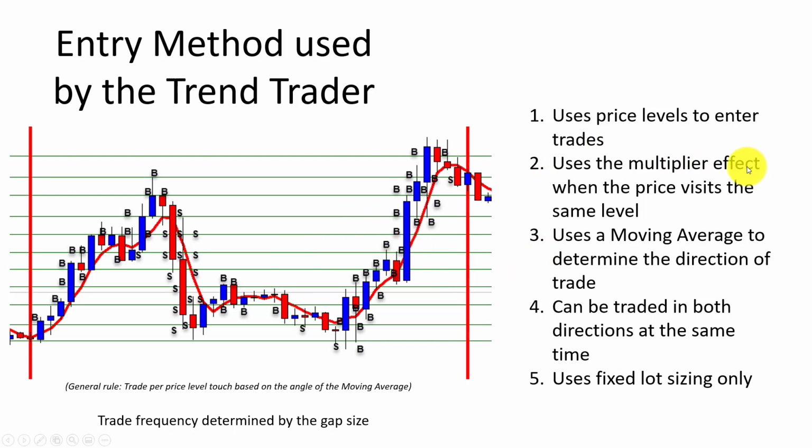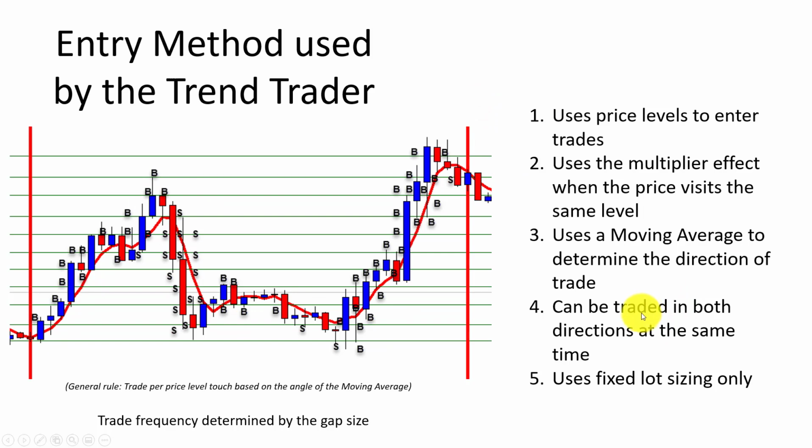It uses the multiplier effect when the price visits the same level. And again, I'll point that out when we go through the trading here, but the price has a tendency to visit the same level over and over again, and we call that the multiplier effect. It uses one moving average to determine the direction of trade, and on your screen you can see a moving average that's been put in as an example.